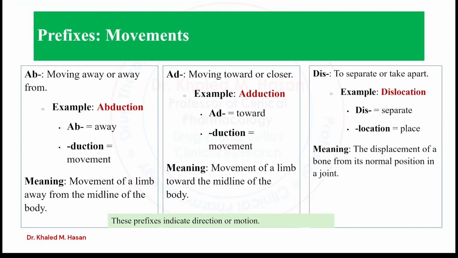Again, for prefixes, we have abduction, adduction, dislocation. So we need to remember: abduction, moving the limbs away from the midline of the body. Adduction, moving the limb towards the midline of the body. And then we have dislocation, meaning displacement of bone.